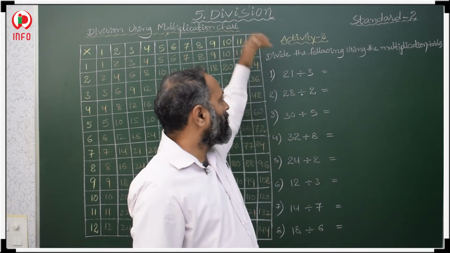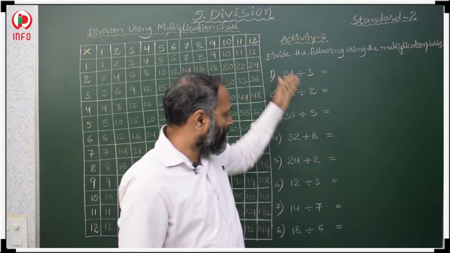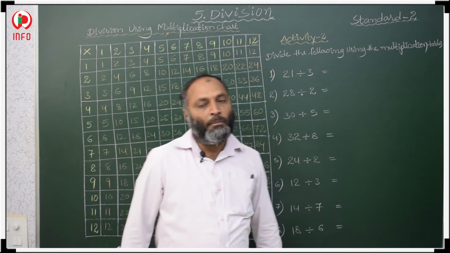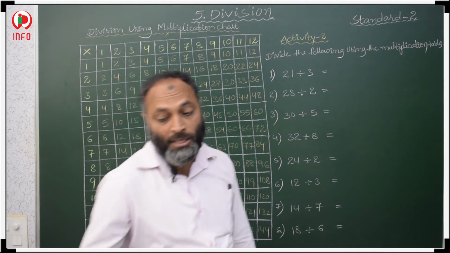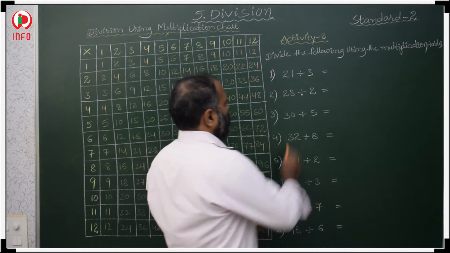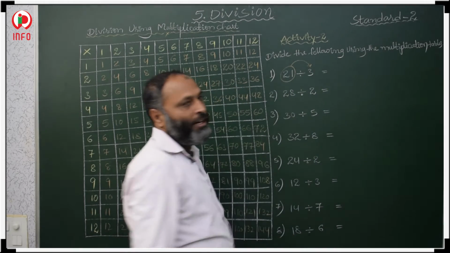In this Activity 2, divide the following using multiplication tables. All these divisions we have to do using the multiplication table. See how to divide using a multiplication table. See here, 21 divided by 3.